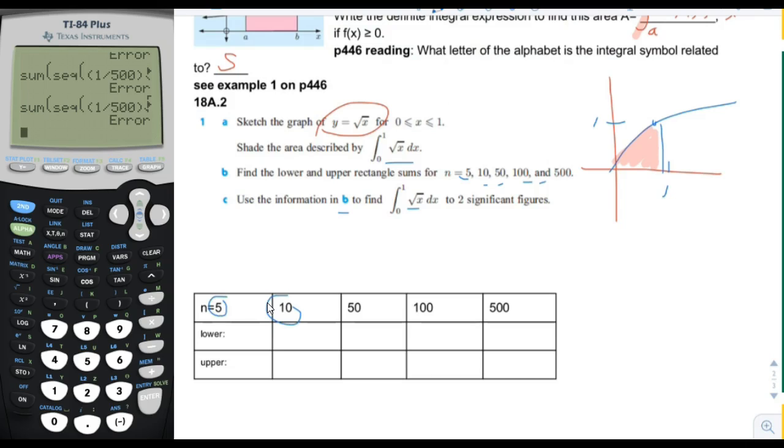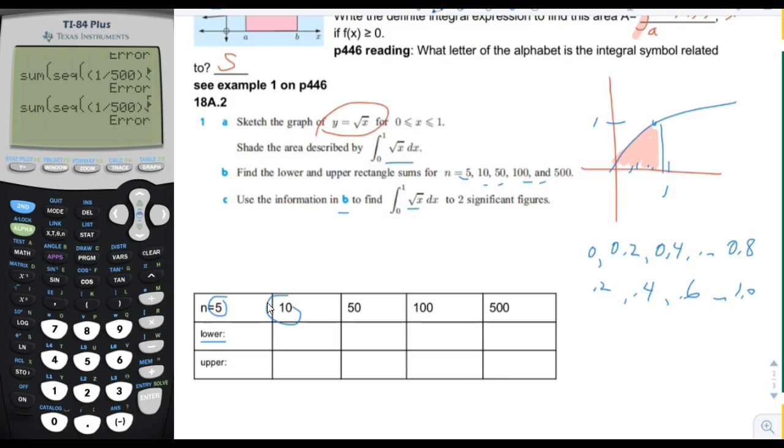So n equals 5, we're dividing this into 5 sections. So for the lower, we'll be using the values 0, 0.2, 0.4, etc., all the way to 0.8. And then for the upper, we'll be using 0.2, 0.4, 0.6, all the way to 1.0.